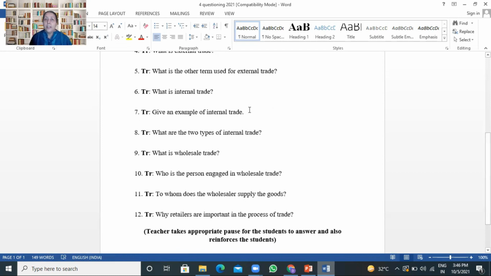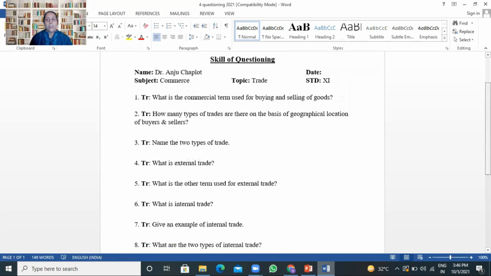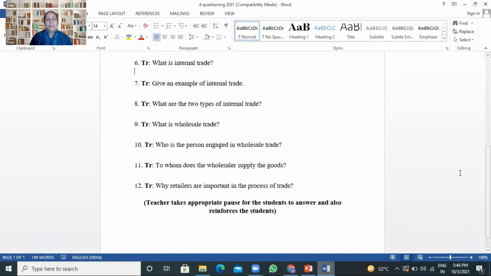After she finishes with external trade, please see, what is internal trade. So there is a logical continuity. She started with what is trade, then she asked the types of trade, and then the internal and external trade discussion. From internal, she moves towards what is wholesale trade. Then she asks who is the person engaged in the wholesale trade. Then, to whom does the wholesaler supply the goods? So the answer will be retailer. And the final question is why retailers are important in the process of trade. So this is where the teacher is raising the questions in a logical sequence, taking care of all the desirable behaviors which she has to follow during her questioning skill.